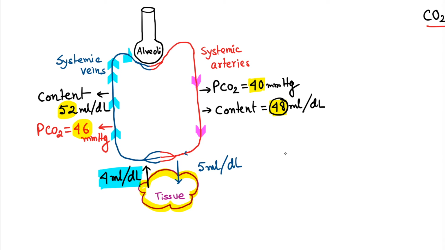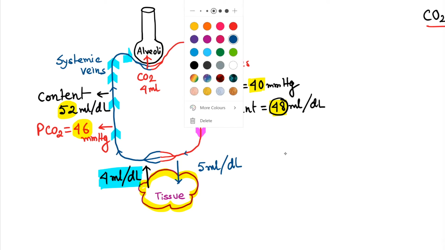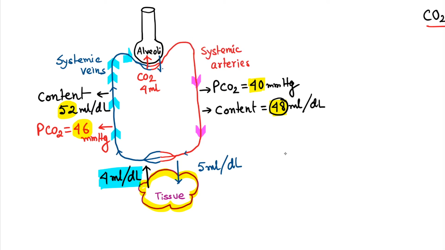In a normal physiological situation, what happens when this venous blood reaches the level of alveoli? The simple thing, at the level of alveoli, the delivery of carbon dioxide will be 4 ml, obviously, because it is coming from the systemic tissues, and the amount of oxygen taken up at the level of alveoli will also be 5 ml in 1 deciliter of blood.